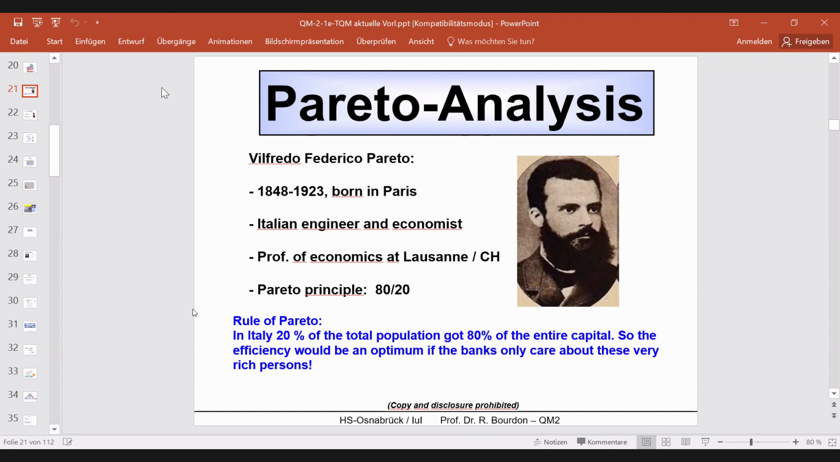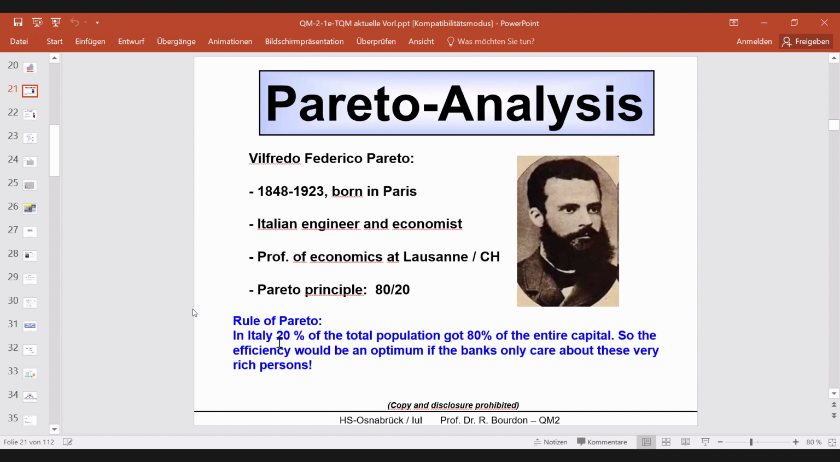One of the PQM methods is the Pareto analysis. Pareto was born in Paris. He was an Italian engineer and economist, and he worked as a professor in Lausanne in Switzerland. And he invented the 80-20 rule. This is the Pareto principle.